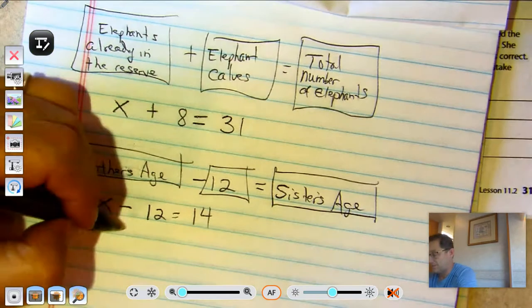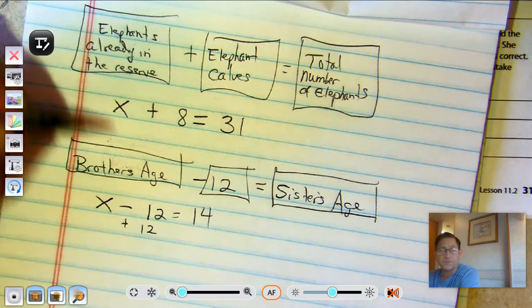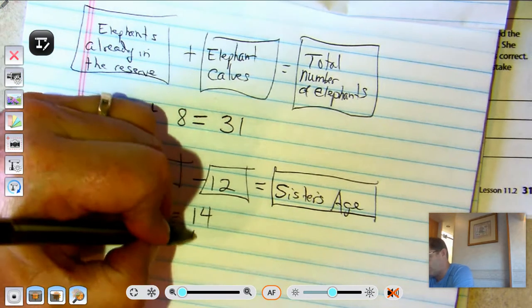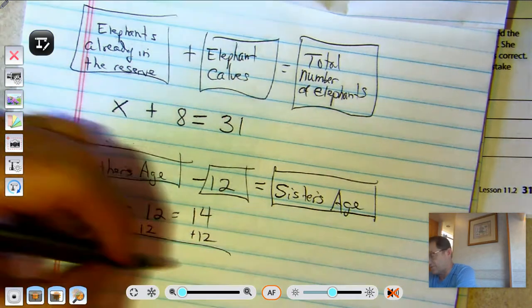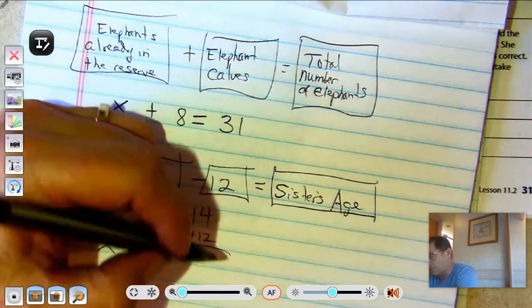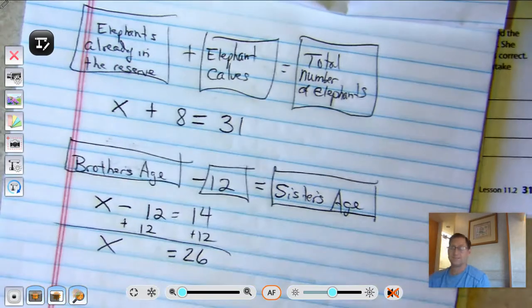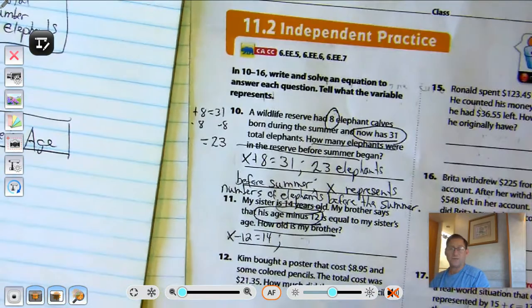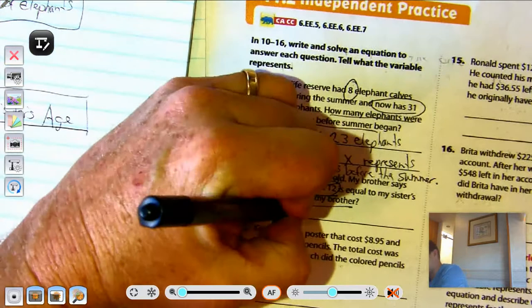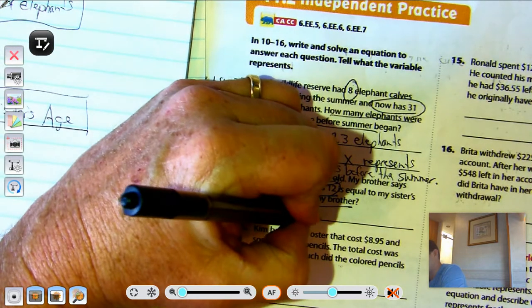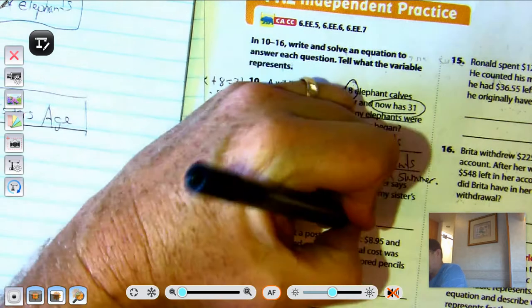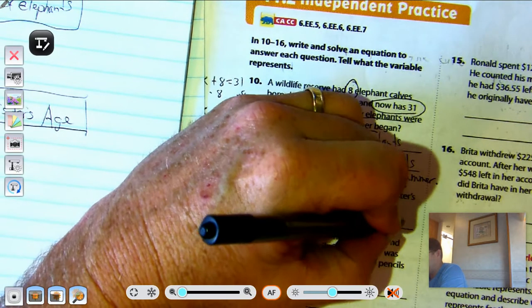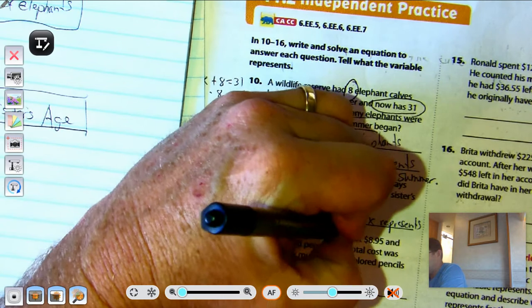So what is that answer? We're going to do the inverse operation of subtraction. So we're going to add 12. That leaves us X on the left-hand side of the equation. And 14 plus 12 is 26. So we would say the brother is 26 years old. X represents the brother's age.